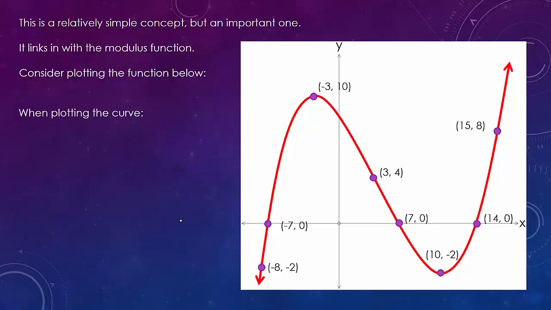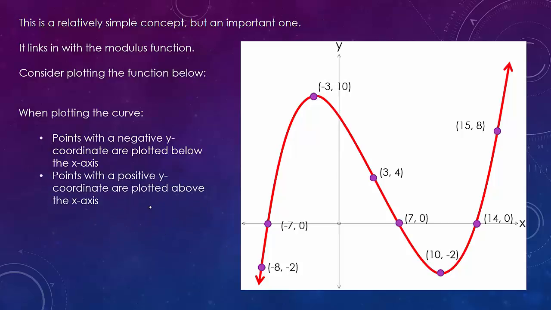When plotting the curve, points with a negative y-coordinate are plotted below the x-axis. We can see that here with the -2, -2 here. Points with a positive y-coordinate are plotted above the x-axis, so the 10, the 4, and the 8. Points with a 0 y-coordinate are plotted on the x-axis: (-7, 0), (7, 0), and (14, 0). And none of that should be news to you at all.